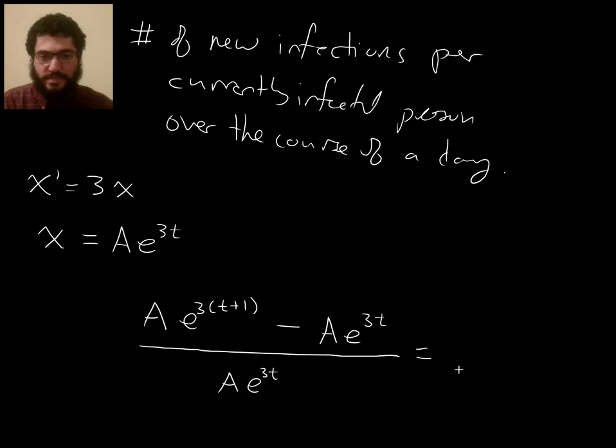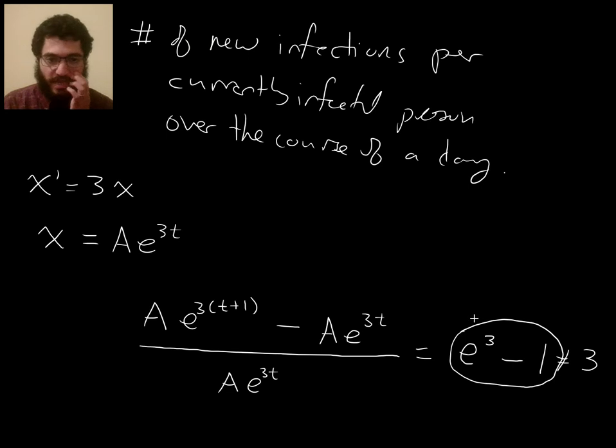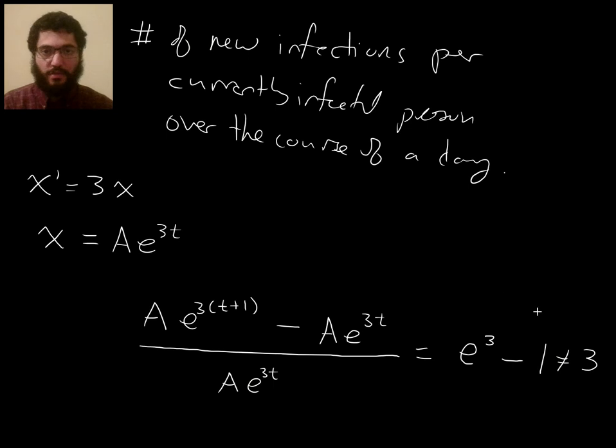It looks promising at first, but it looks like we get e to the 3 minus 1 after you do all the cancellations. And that, I don't know what that is, but it's definitely not 3. So this is what we got for the number of new infections over the course of a day, rather than 3. So what gives?